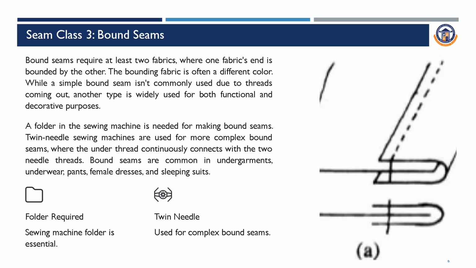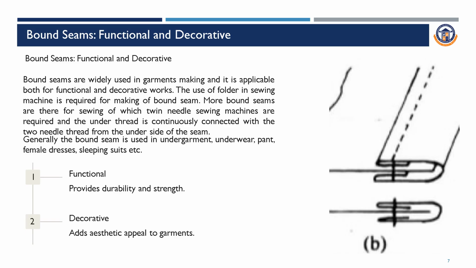Twin needle sewing machines are used for more complex bound seams, where the under thread continuously connects with the two needle threads. Bound seams are common in undergarments, underwear, pants, female dresses, and sleeping suits. A special folder is required for the sewing machine. Folder is essential. Twin needle used for complex bound seams. Bound seams and their function and decoration.